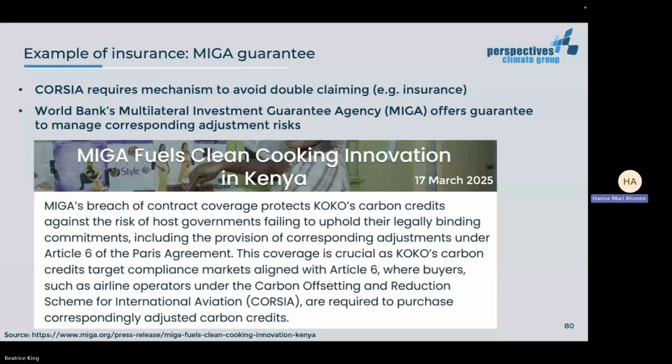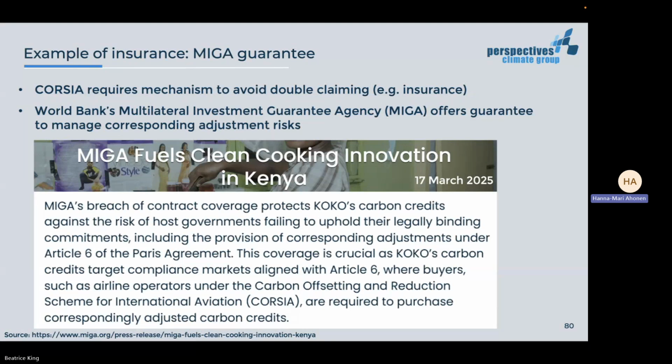Here is an example, a very recent example from last week. The World Bank's Multilateral Investment Guarantee Agency, MIGA, has issued a guarantee to manage corresponding adjustment risks for a project. And that makes them able to sell these to CORSIA, eligible for CORSIA, which requires very strong insurance against these risks, against double claiming risks. So these are emerging at the moment.